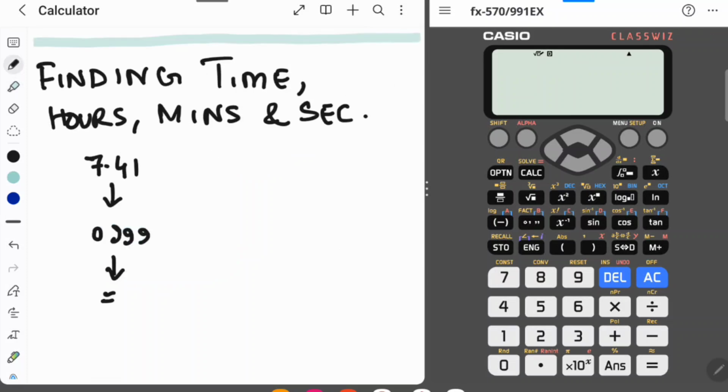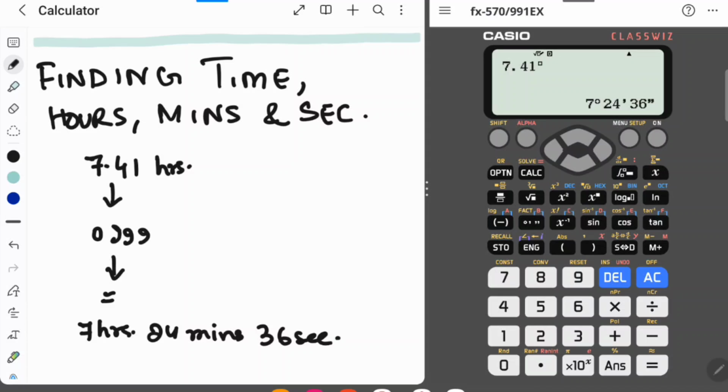The next thing is finding time in hours, minutes and seconds. Sometimes it happens we do the question of distance, time and speed, and the time comes, for example, 7.41 hours. And they're asking us to give our answer in hours, minutes and seconds. So what do you do for that? 7.41 and then press this button, and then equals, you are getting 7 hours 24 minutes and 36 seconds for this question.